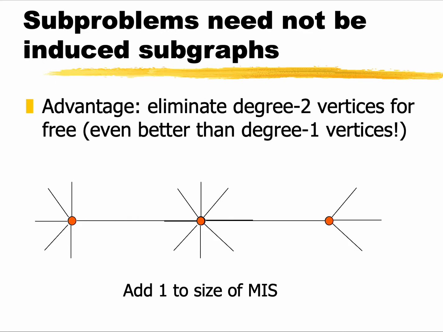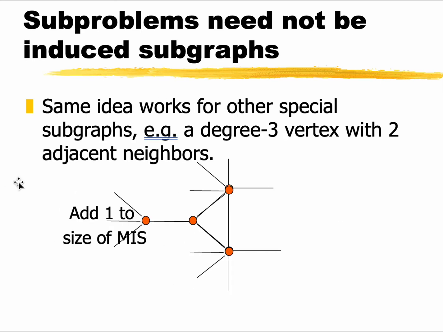In this approach, we first add 1 to the size of the MIS. The same idea works for other special subgraphs as well, for example, a degree 3 vertex with two adjacent neighbors. So we add 1 to the size of the MIS over here, as we can see in the diagram.